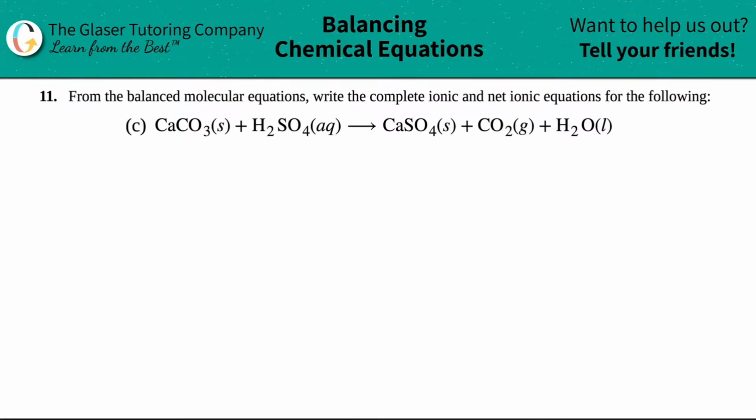11. From the balanced molecular equations, write the complete ionic and the net ionic equations for the following. And then we have letter C of the bunch. So we have CaCO3 solid plus H2SO4 aqueous will yield CaSO4 solid plus CO2 gas plus H2O liquid. Okay, so right here, right now, we have our molecular equation.